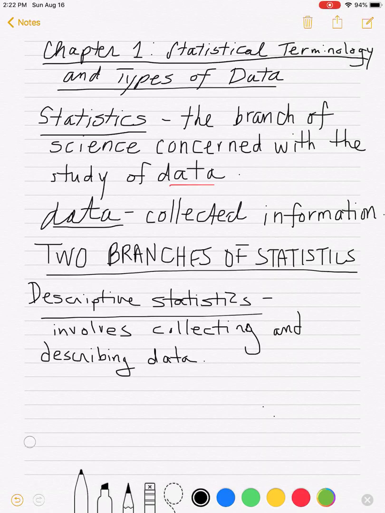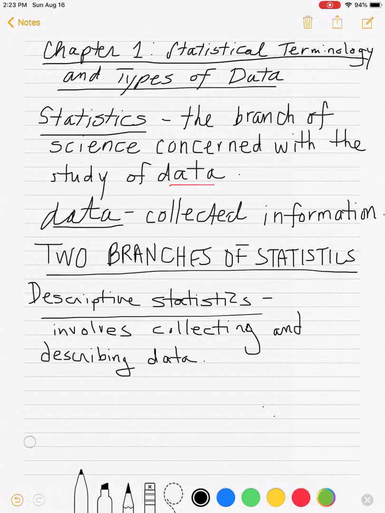Collecting data is a really big deal. How you collect your data is really important. We're not going to spend that much time with that. We're going to spend some time, though, analyzing our data and describing our data using different presentation methods. That's mainly what we're going to be doing in descriptive statistics: taking data that we assume has been collected, and we're going to analyze it, summarize it, describe it.